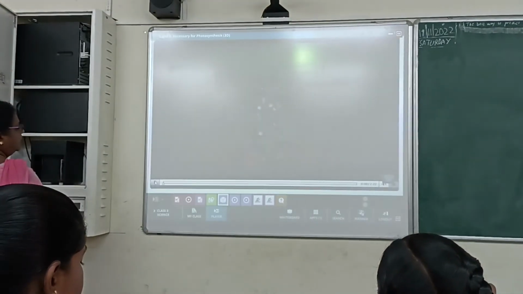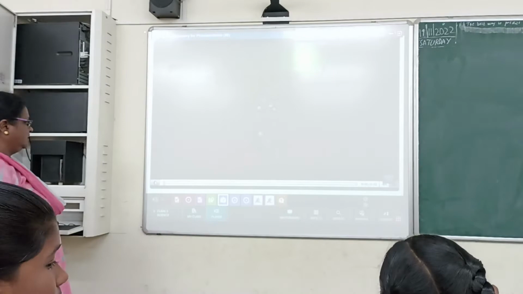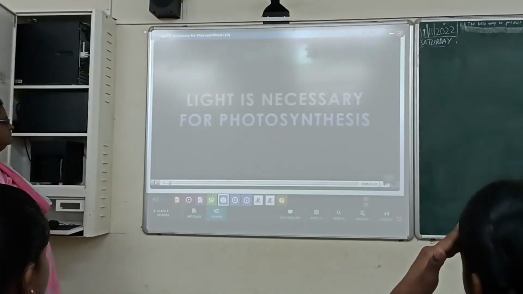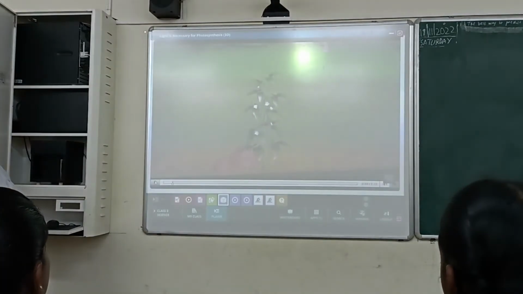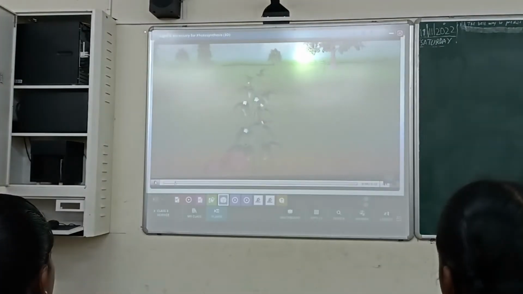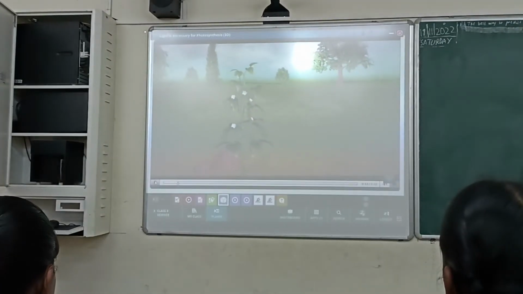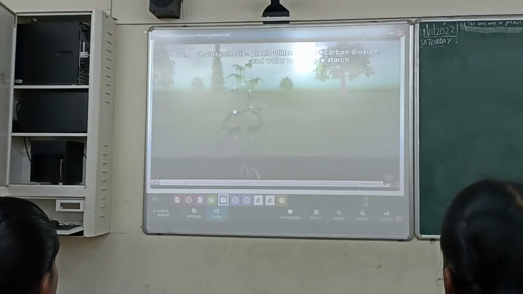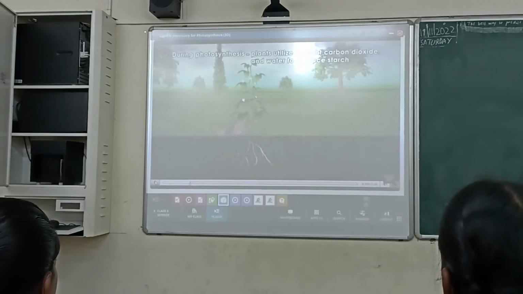We are going to see how light plays an important role. Light is necessary for photosynthesis. All plants prepare their food through a process called photosynthesis. During photosynthesis, plants utilize sunlight, carbon dioxide, and water to produce starch. Let's prove that sunlight is essential for photosynthesis.